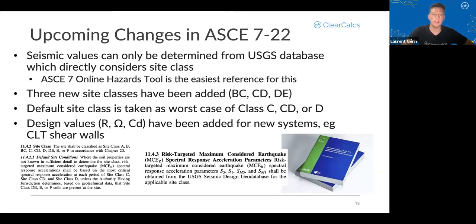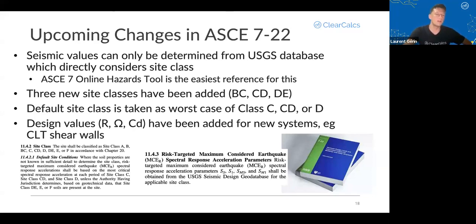And then at the end, the last thing here, those R, omega, Cd values for seismic force resisting systems. They've added quite a few new ones. So a big one, CLT shear walls. These are really quickly starting to become a big thing out here, especially in Canada. I think I'm seeing the same in America as well.